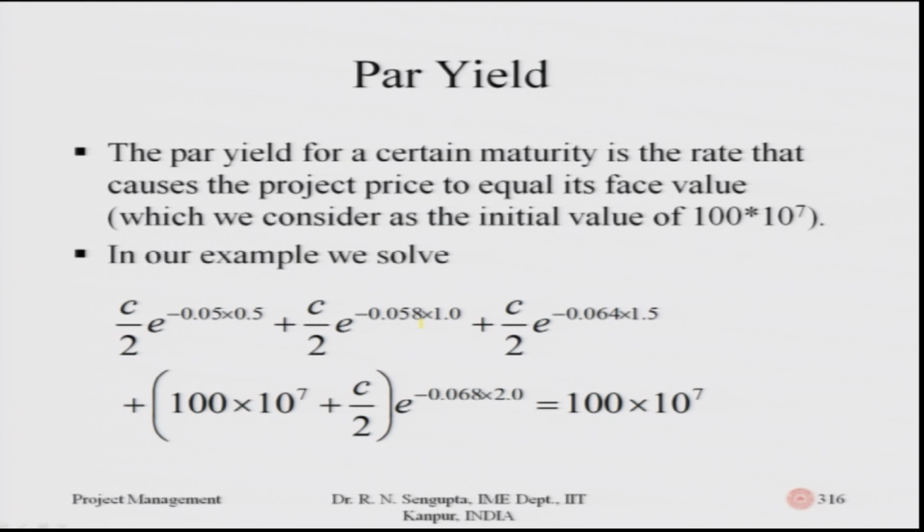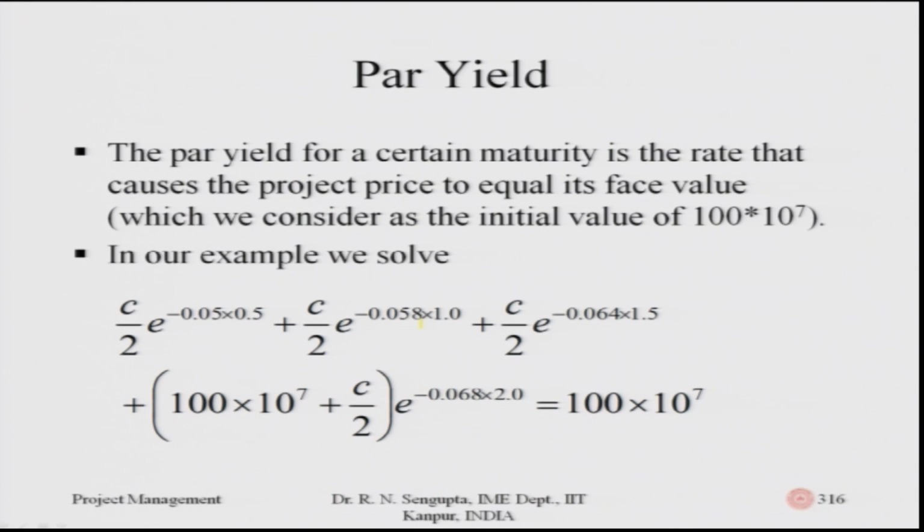So, I am taking the face value as equal to the actual investment of 100 crores which you want to make. Here again the information set remains the same. So, it is semi-annual payment, the zero interest rates are given as 5%, 5.8%, 6.4% and 6.8%, the time periods being half a year, 1 year, 1.5 years and 2 years.